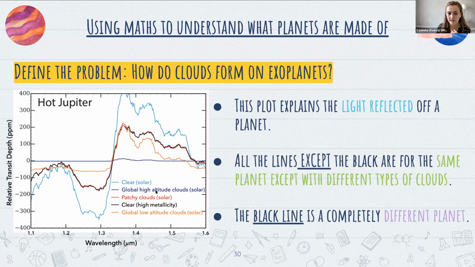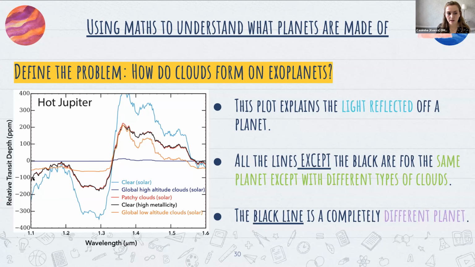But then the purple line is if we put loads of clouds around it, so really high altitude clouds covering the whole planet. And suddenly the spectra is really flat. It's completely different to that light blue line. So how can we even tell that's the same planet? We can't really, right?